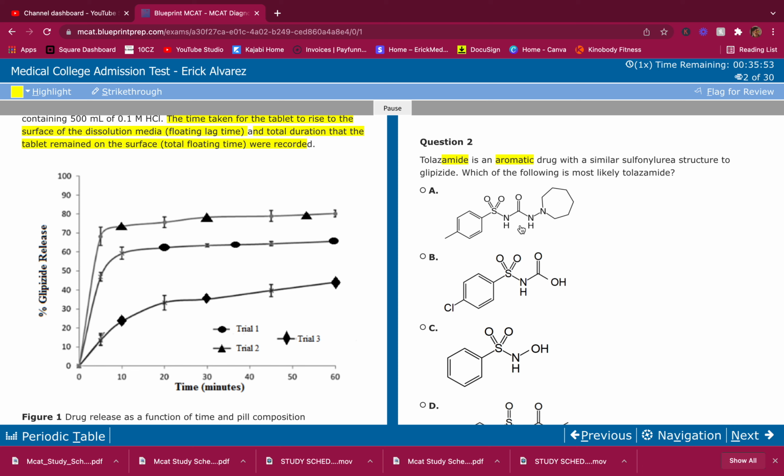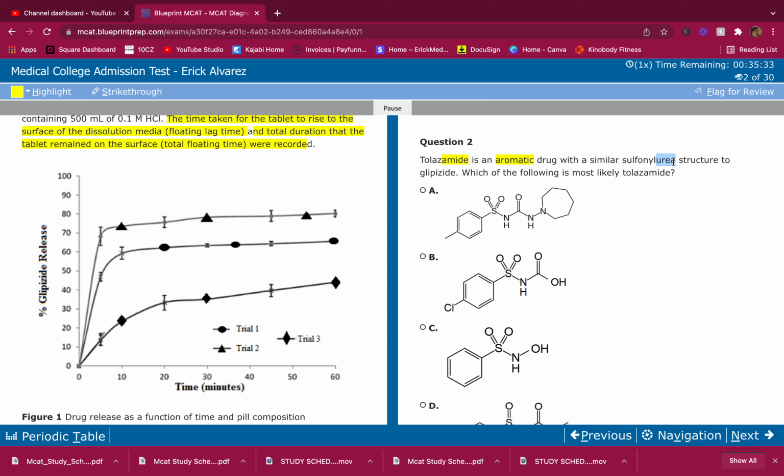Do we have an amide here? Yes, we do have an amide right there. But this is two. There's an amide here. And if you look at this one, it's also an amide. And here's aromatic. So let's compare these two. All right. It's similar to sulfonyl urea.